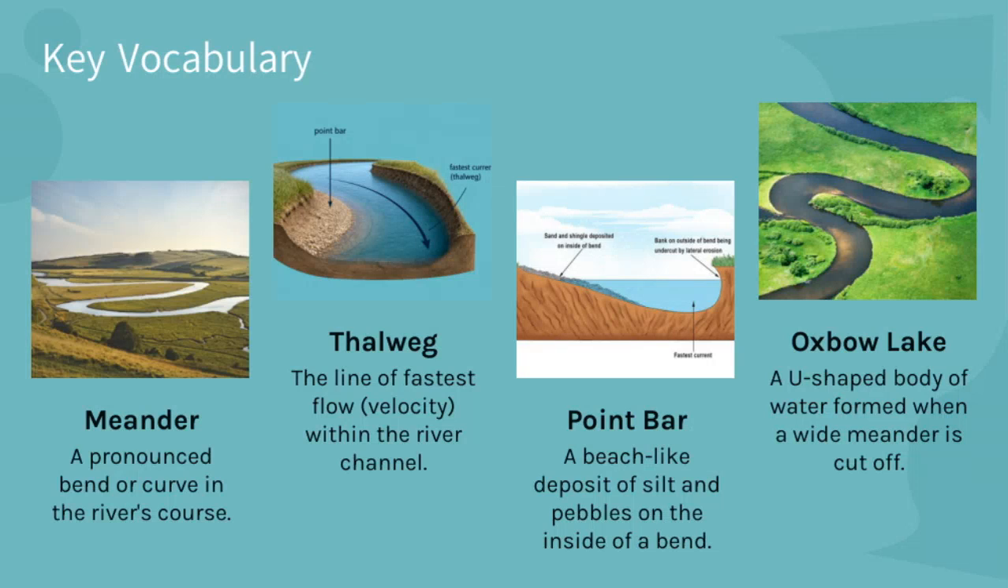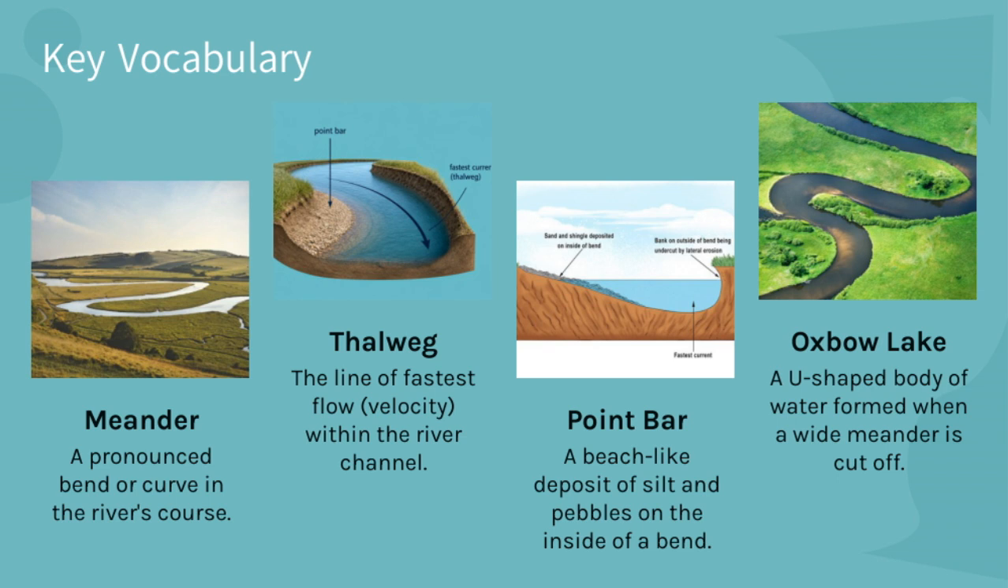Before we go further, let's look at the key vocabulary. The first word is meander. A meander is a pronounced bend or curve in a river's course. Meanders are one of the most recognizable features of the middle course. The second word is thalweg. The thalweg is the line of fastest flow in the river channel. It is where the water has the greatest velocity. In a meander, the thalweg is usually found near the outside of the bend.